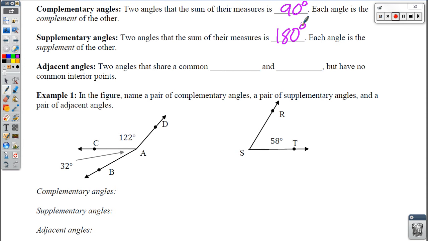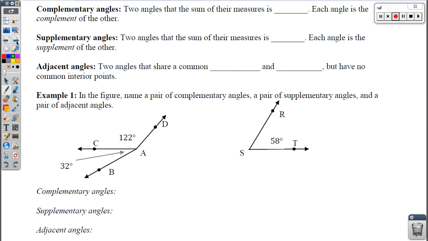Also, we have this idea of adjacent angles. So the word adjacent means next to. So adjacent angles are two angles that are right next to each other. More specifically, though, they share a common side, so one of the rays that makes up the angles, and the vertex. So the vertex is, again, where the angle actually is, that point where the two sides meet. So adjacent angles share a common side and the vertex, but have nothing in common aside from those two things.